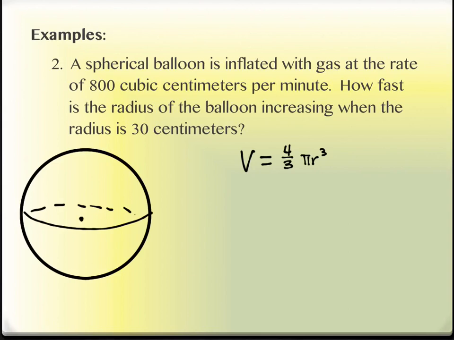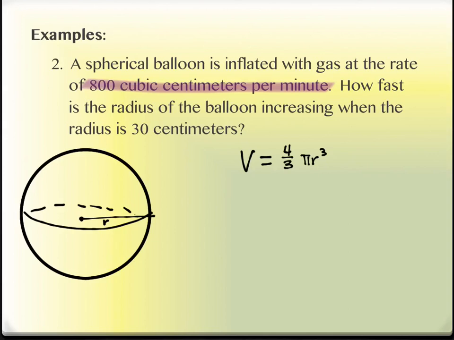We have not written down all of our pieces yet in our picture, so I'm going to go back over here. Here's my radius, r. It tells us, again, at one specific point in time, the radius is 30, right? But it's changing in general. So r is a variable quantity, but at some point we're going to put in r is equal to 30. Does that make sense? Okay. And it also tells us one more piece of information. It tells us that the rate is increasing by 800 cubic centimeters per minute.